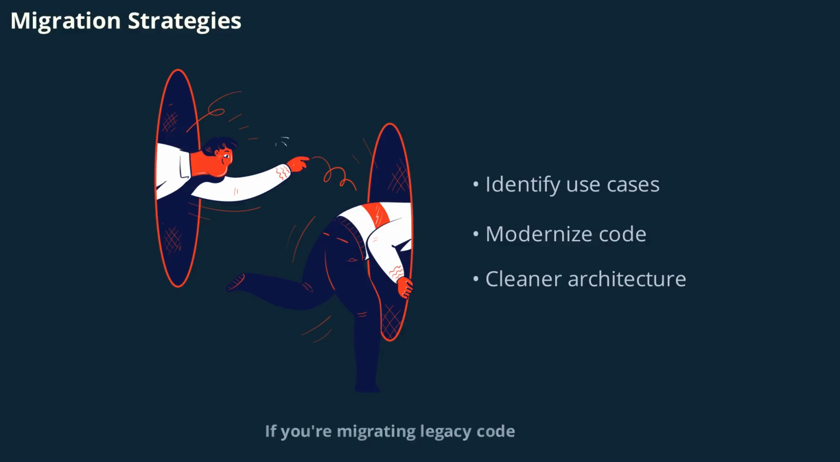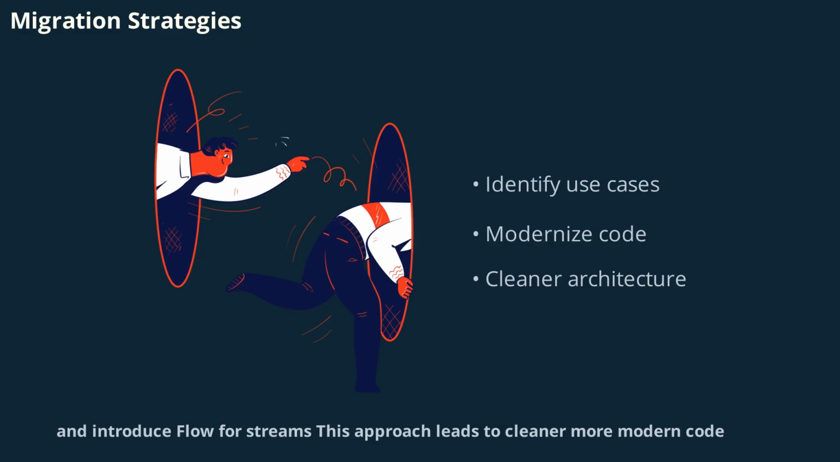If you're migrating legacy code, start by identifying areas where you need single results versus streams. Replace callback-based code with coroutines for one-off tasks and introduce flow for streams. This approach leads to cleaner, more modern code.